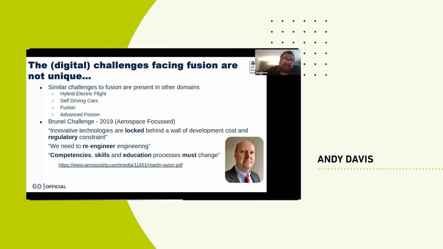And actually, the digital challenges facing fusion aren't unique. They're present in many areas: hybrid electric flight, self-driving cars, advanced fission. And one of our collaborators, a chap called Martin Aston, has been working diligently with government to create something called the Brunel Challenge, which is the need for us to re-engineer engineering, to take a more pragmatic approach to how we do this. And we do hope that this one day will get funded.